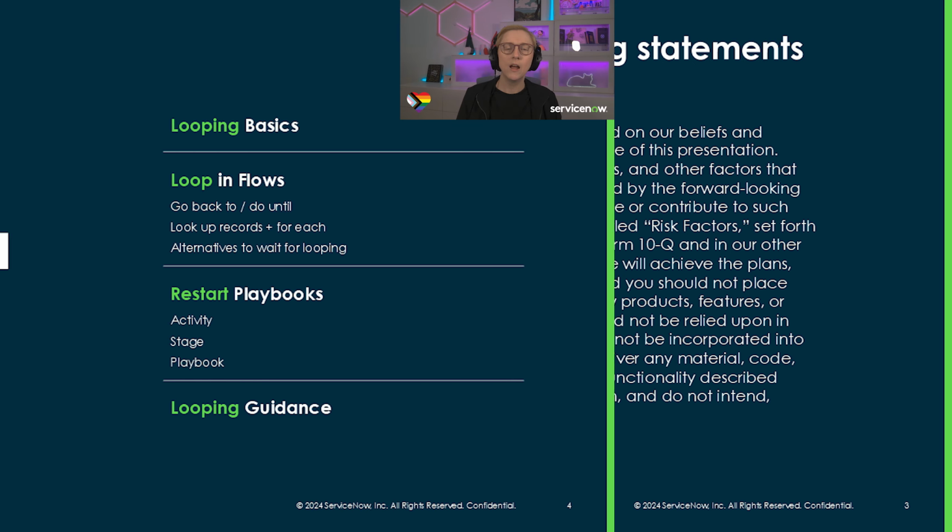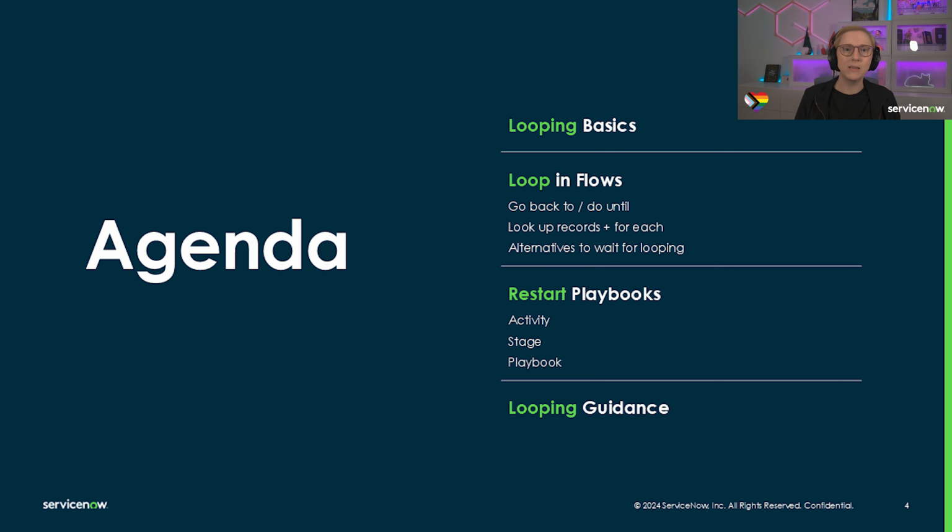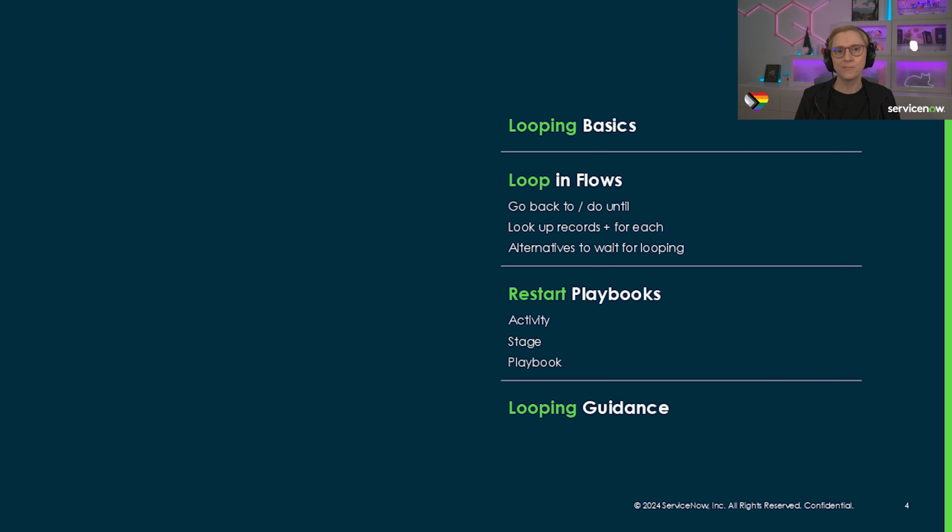Today, we will start with some basic information on loops, as well as some system properties and flow settings you need to know. Next, we look at different ways of loops for flows and subflows, how to best use them, and what to avoid doing. In the third part, we cover the restart feature for playbooks, how to configure activities and stages, and look at some use cases. And lastly, I will go through some guidance and recommendations about loops in workflow automation.